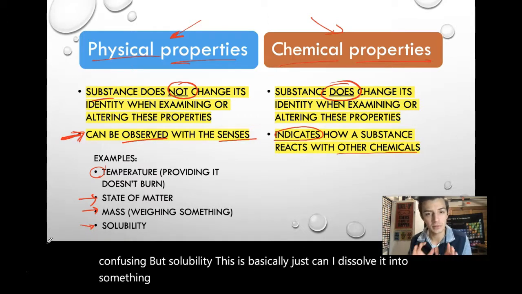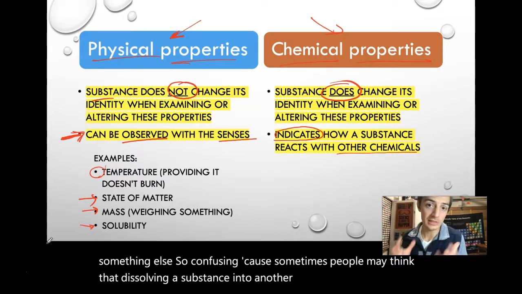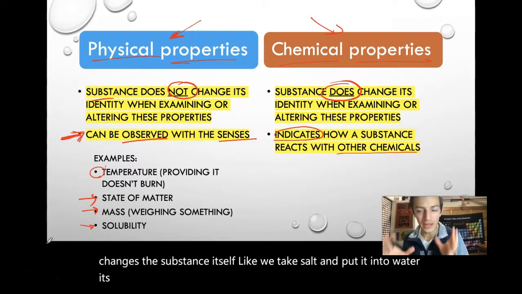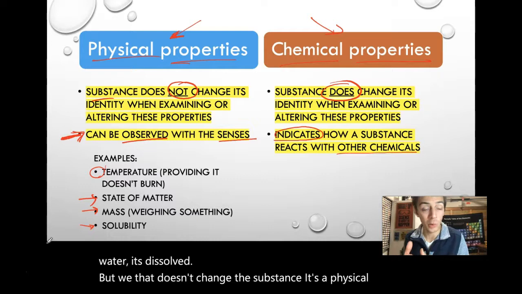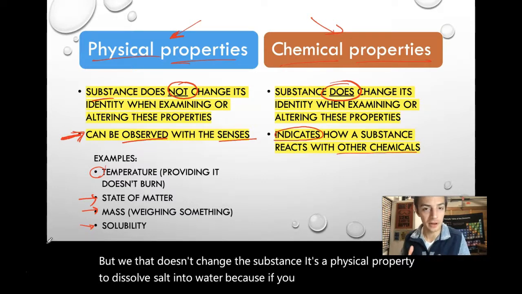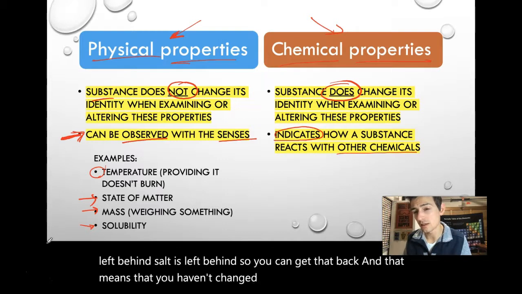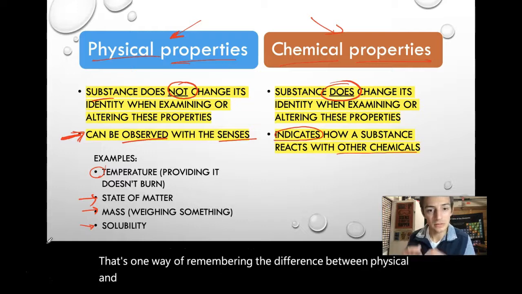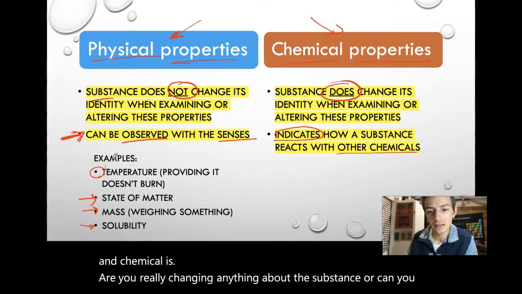It's a little confusing because sometimes people may think that dissolving a substance into another substance actually changes the substance itself. Like if you take salt and put it into water, it's dissolved. But we actually know that doesn't change the substance. It's a physical property to dissolve salt into water, because if you evaporate the water, what's left behind? Salt is left behind. So you can get that back, and that means you haven't changed anything. So that's one way of remembering the difference between physical and chemical: are you really changing anything about the substance, or can you get that substance back afterwards?